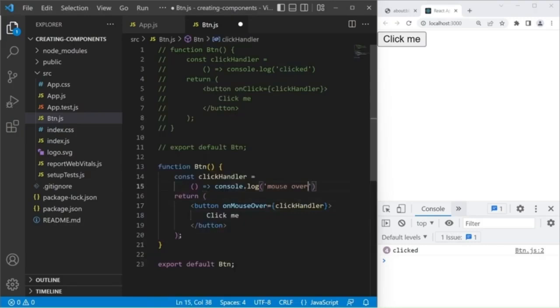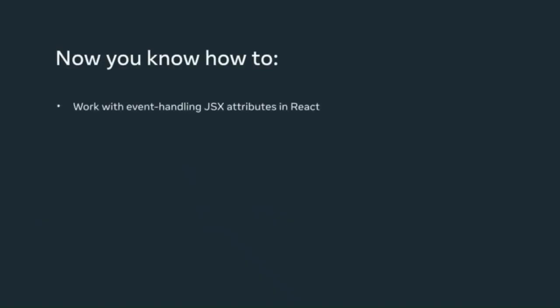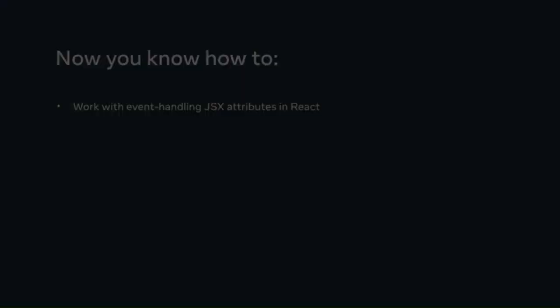I save my changes and wait for the app to recompile. This time, when I hover over the button, the words mouse over are showing in the console. In this video, you've learned how to work with event handling JSX attributes in React.